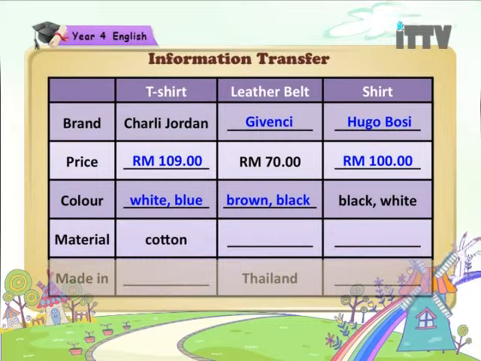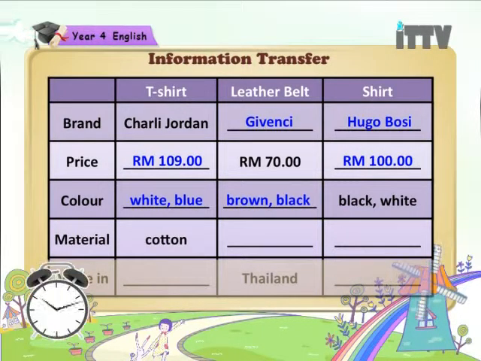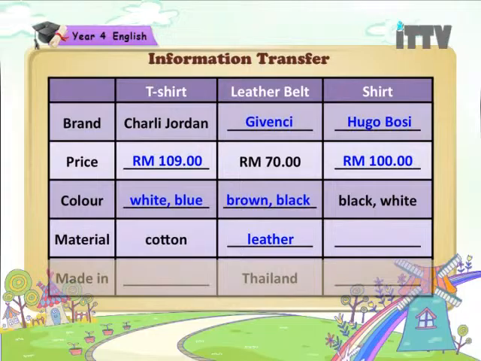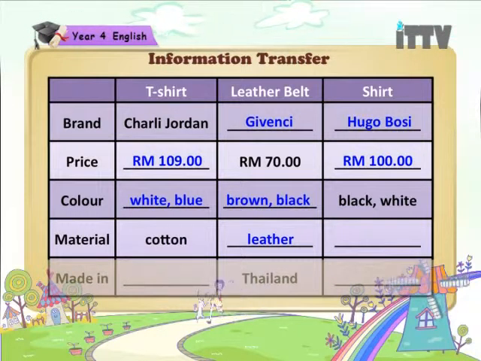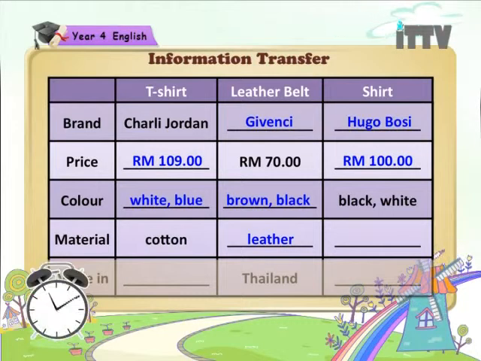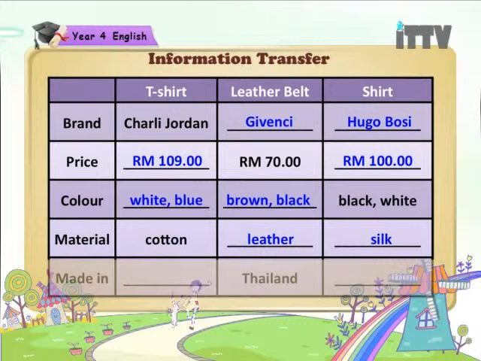Let's move on to the material. Now the material is given for the t-shirt. It is made of cotton. What about the leather belt? Very good. The leather belt is made of leather. Now what about the shirt? Good. It is made of silk.